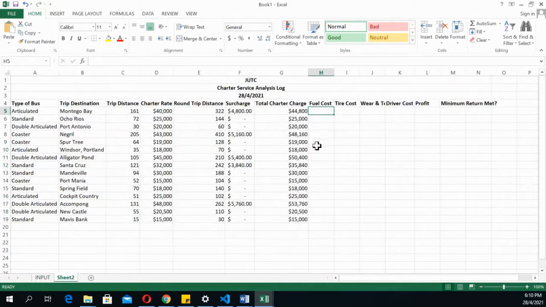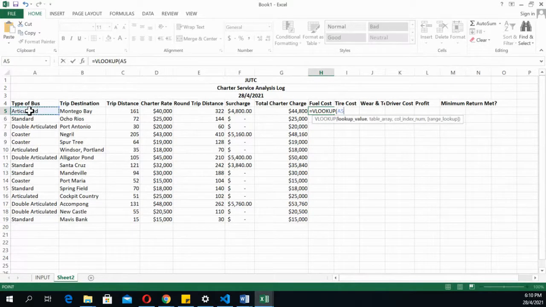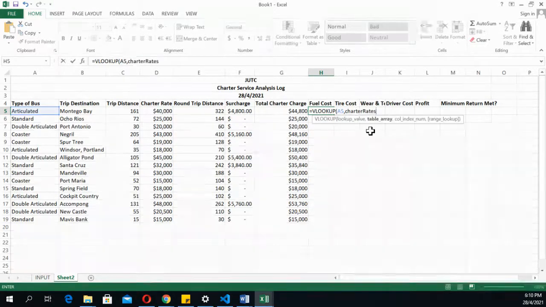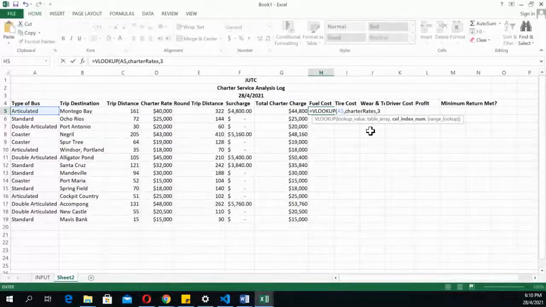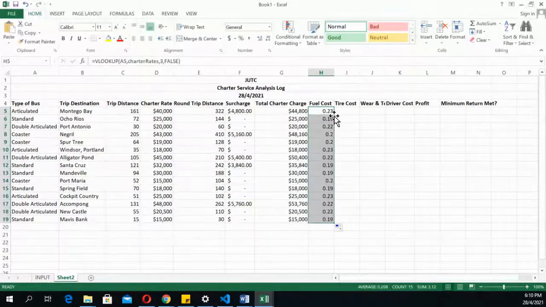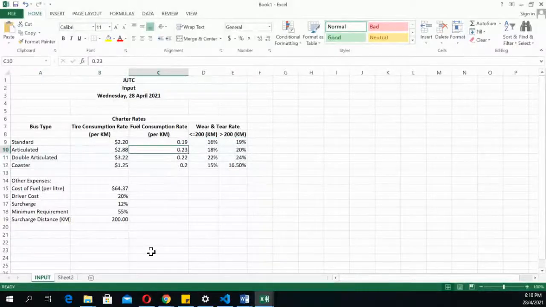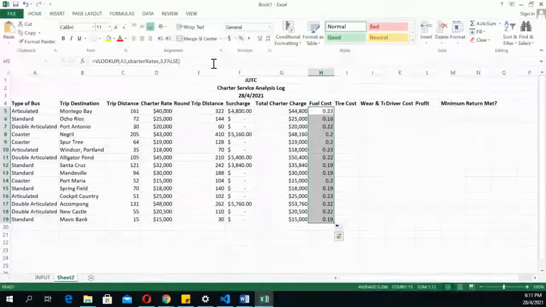All right, so let's get the fuel consumption rate only. So you guys say VLOOKUP, right? Our lookup value, we're trying to find the type of bus. Where are we trying to find this type of bus? In our charter rates table. And you said it would be what? Column 3, we're returning, and the option for VLOOKUP is false. So we return the fuel consumption rate only. And it seems all right. So if we look for articulated in our input, the consumption rate is 0.23. So it seems like we're on the right path.